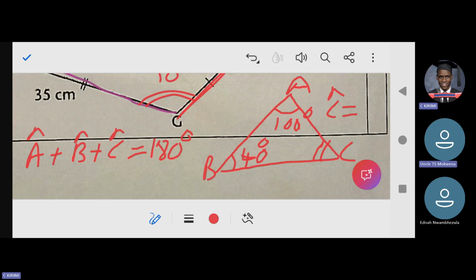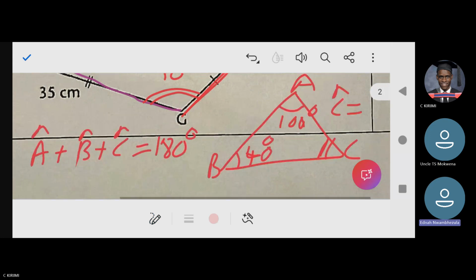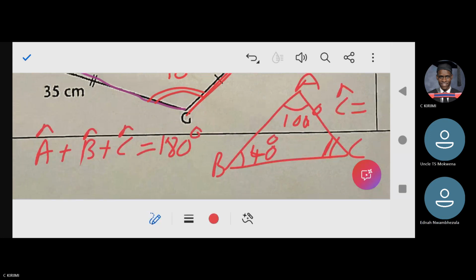Why is it? Because already we are having 140. It's equals to what? 140. 100 plus 40 degrees. To get to 140, we must add 60 to get our answer. If we add 60, then the triangle is more than 180.